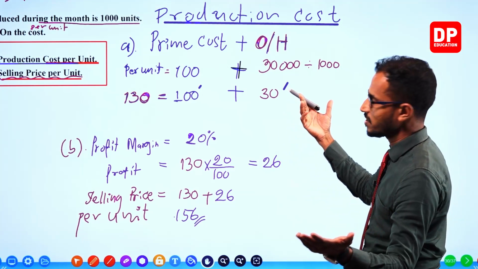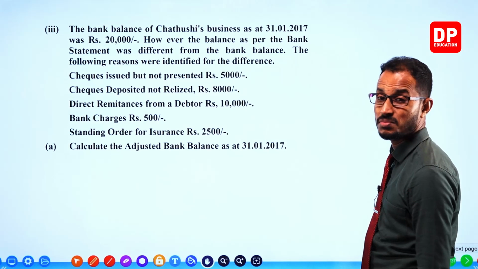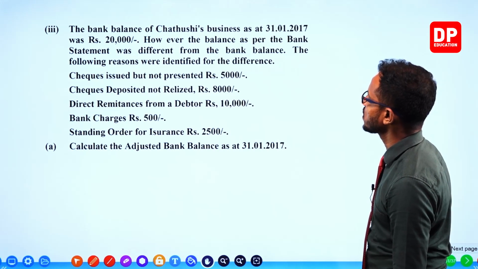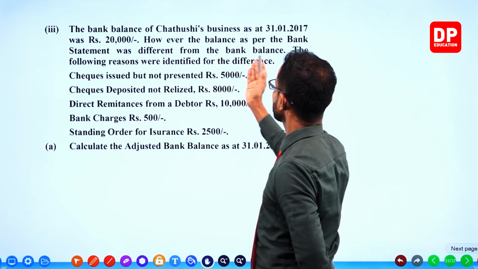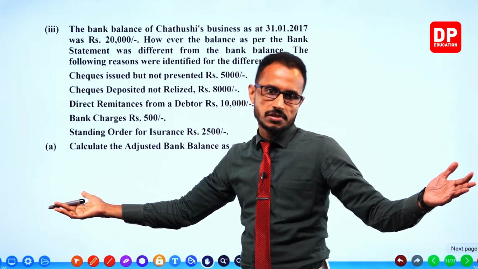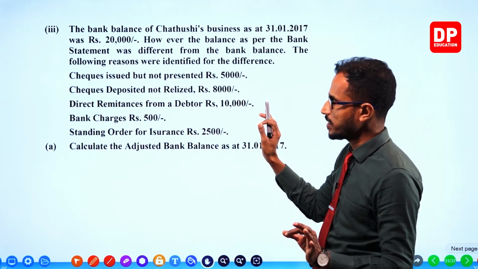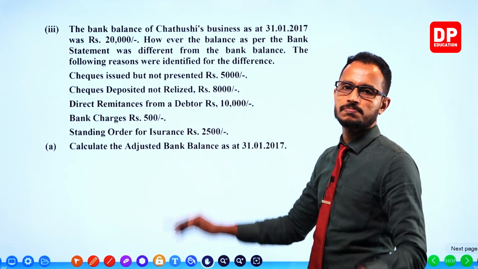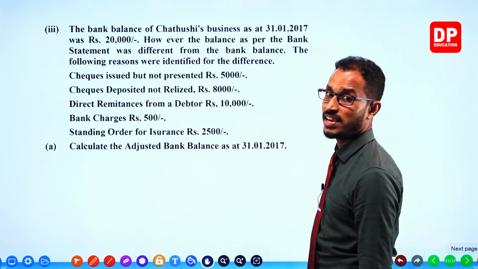That's the bigger picture. Okay, moving on. Bank balance of Chatushi's business, 20,000. However, the balance as per bank statement is different to that. This is a bank reconciliation question. No doubt about that. Just by looking at the question at a glance, you can identify a bank reconciliation.